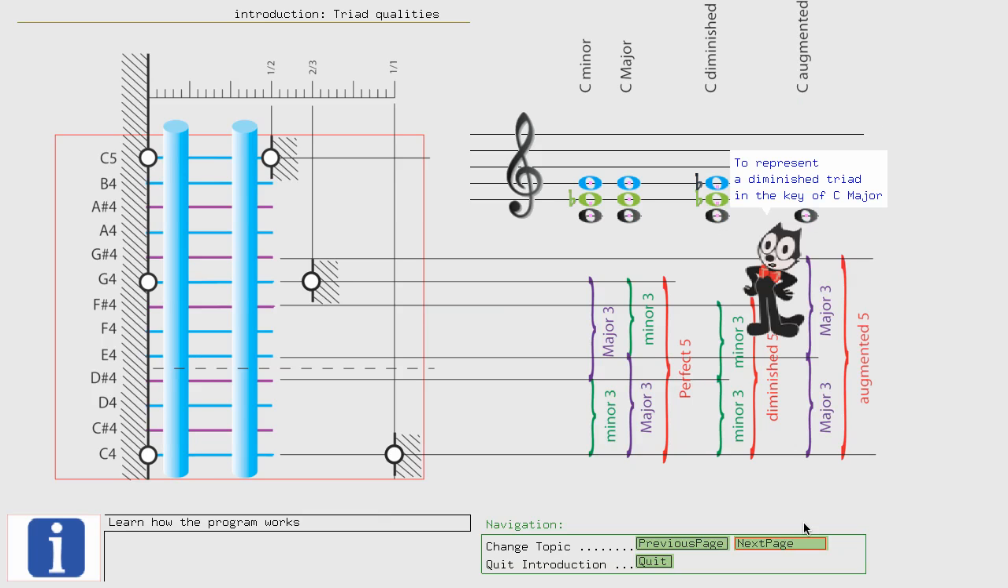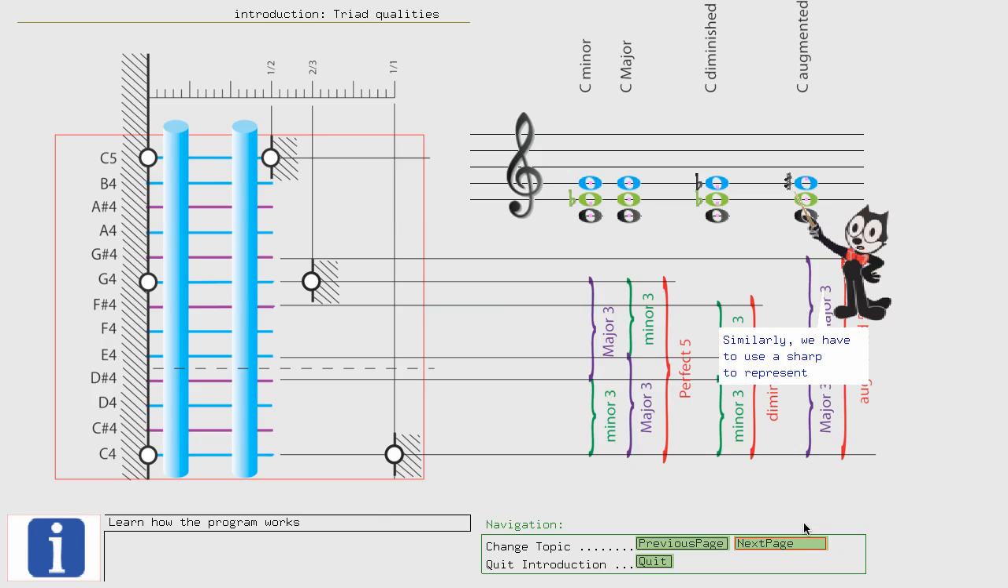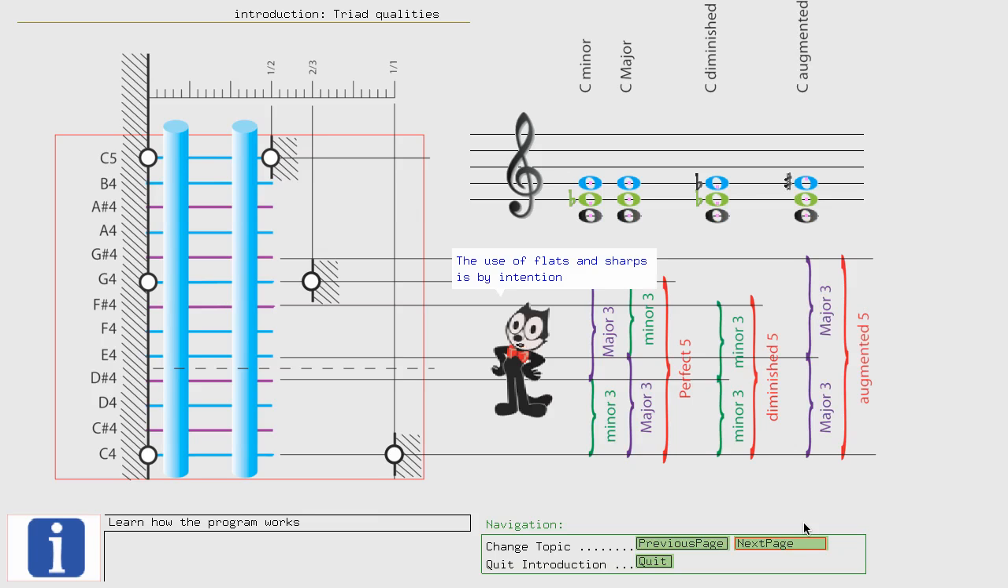To represent a diminished triad in the key of C major, we have to use 2 flats. Similarly, we have to use a sharp to represent an augmented triad. The use of flats and sharps is by intention. They visualize the diminishing or augmentation.